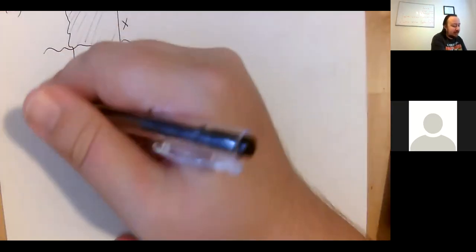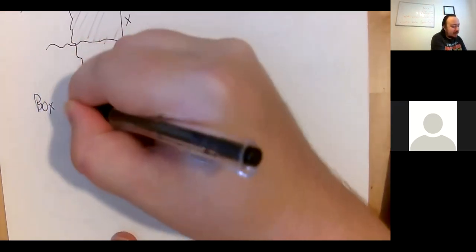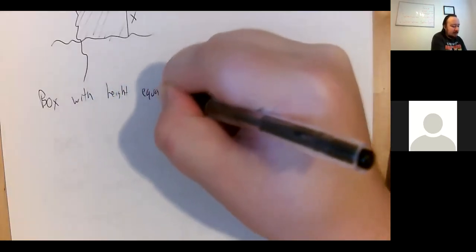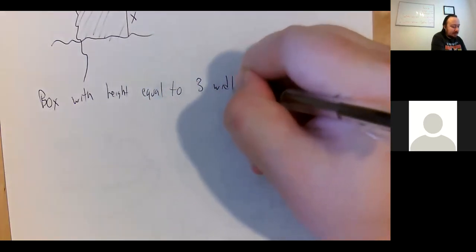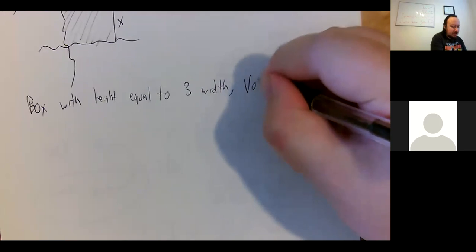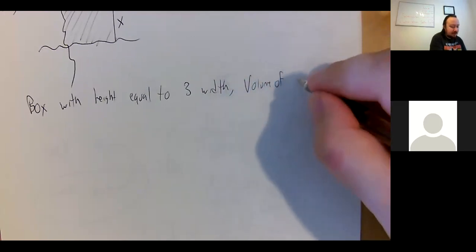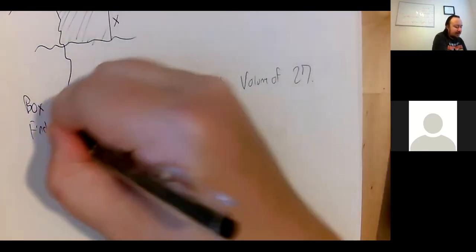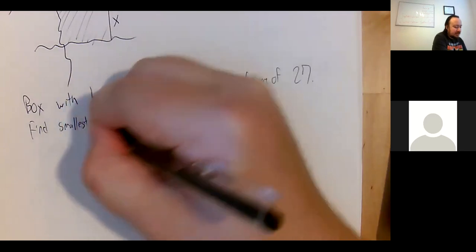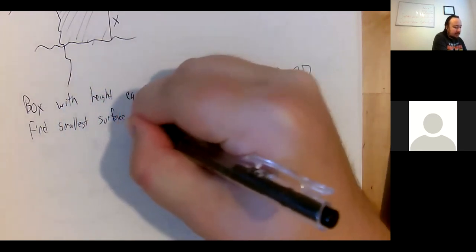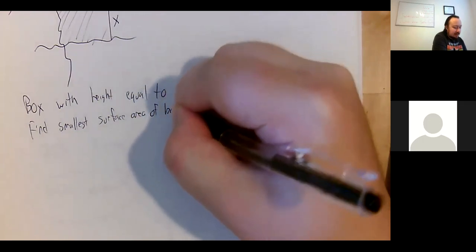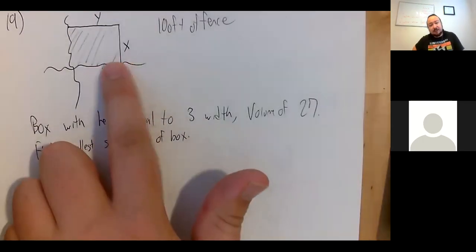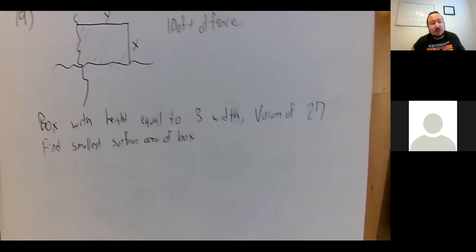For example, let's say we have a box with height equal to 3 times the width, and we wanted to have a volume of, say, 27. Find the smallest surface area of the box. So this is a question where the minimum would be something that isn't silly, like making this not be an enclosure at all.